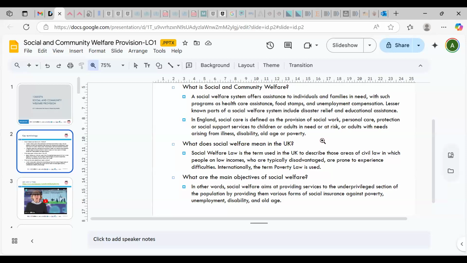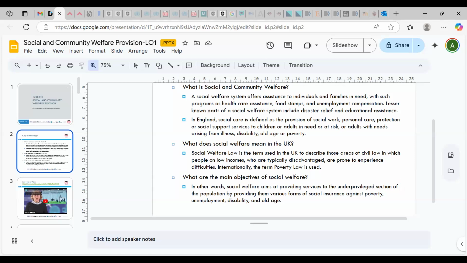And what does social welfare mean in the UK? Social welfare law is the term used in the UK to describe those areas of civil law in which people on low incomes, who are typically disadvantaged, are prone to experience difficulties. Internationally, the term poverty law is used. In the UK, we use it as social welfare law.